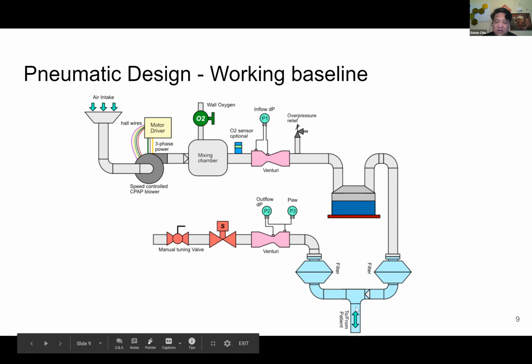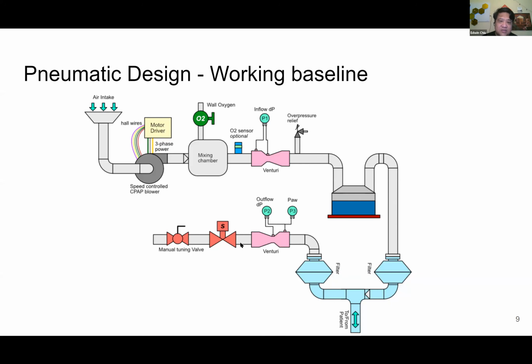This would either be an endotracheal tube or a non-invasive mask type, but this goes to the patient's lungs, and returns through the expiratory branch through another filter to isolate the patient. These are bacterial and viral filters, going through our outlet flow sensor, through the solenoid valve and out a tuning valve, which is essentially an adjustable orifice, which is set one time at manufacturing and then left in place. This basically supplies the back pressure, which allows us to control the pressure of the system by varying the speed of the blower.